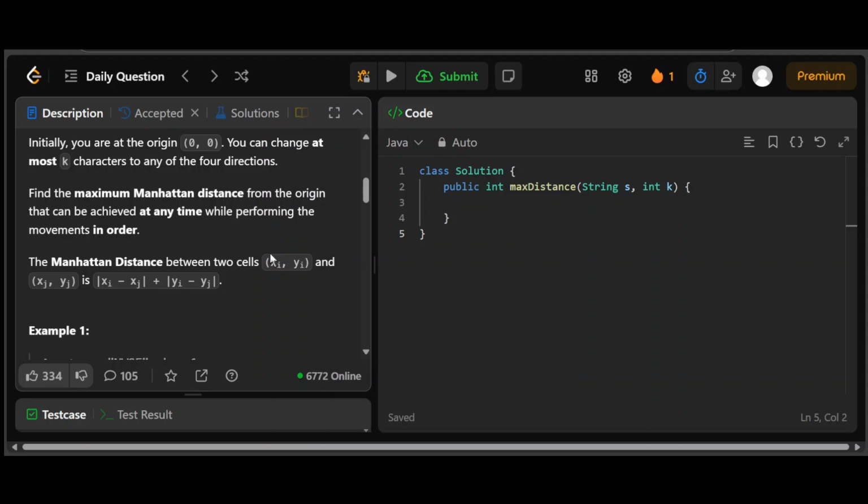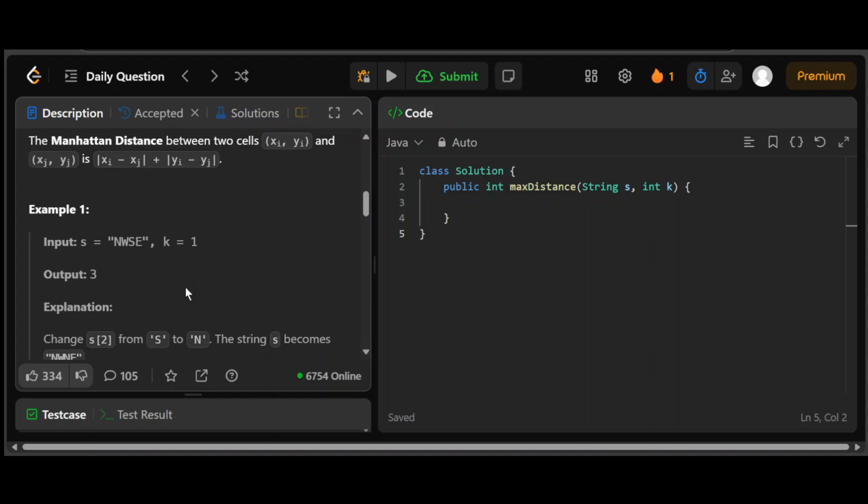in order, right? So Manhattan distance, what it actually is: if you are given two cells (x1, y1) and (x2, y2), the Manhattan distance is the absolute difference between the coordinates. Like for the x coordinate, you have to find the absolute difference between the x coordinates of the two cells, and the absolute difference between the y coordinates of those two cells, right? And then you have to take the sum of it. This is all it says.